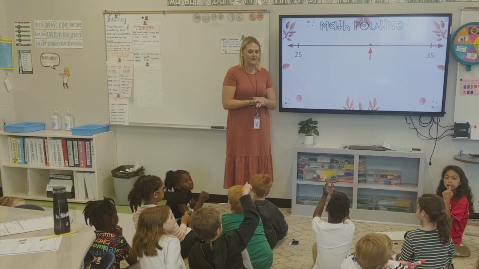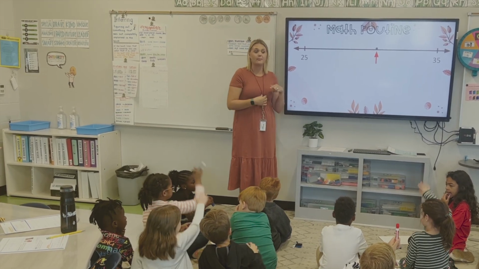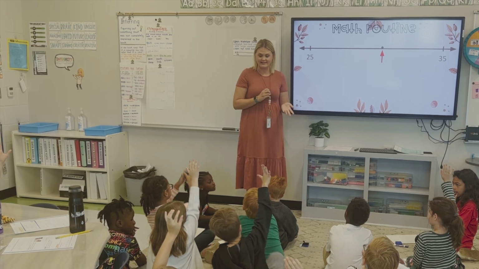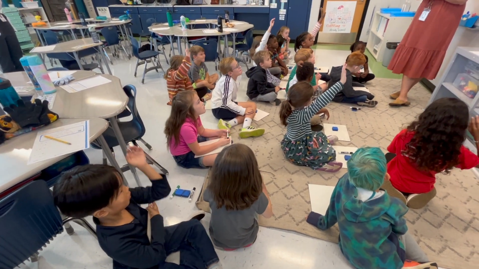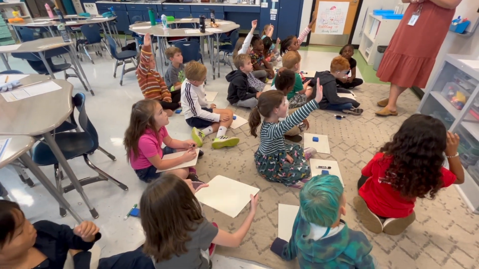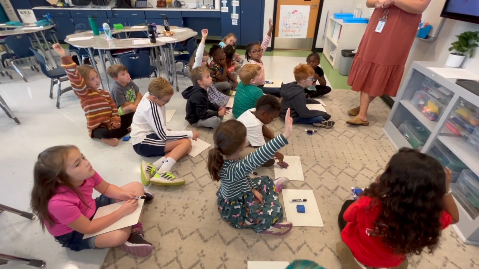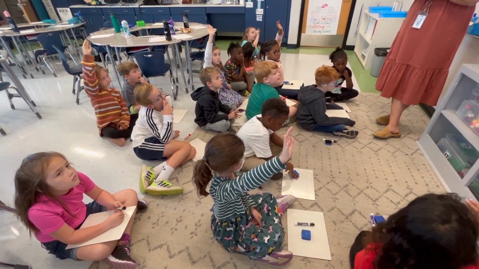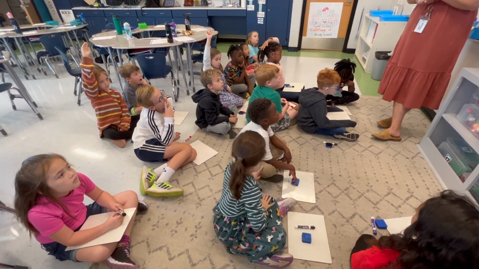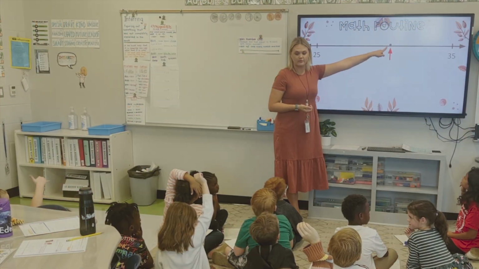Okay, if you can hear me, clap once, clap twice. Okay, does anyone want to share what they think, but also telling me why they think that? Flynn, what do you think that this number would be right here? I think it's 31 because it doesn't look exactly in the middle. And I know 30 is in the middle, because 25 plus 5 equals 30, and 35 minus 5 equals 30. And one more might be right there.